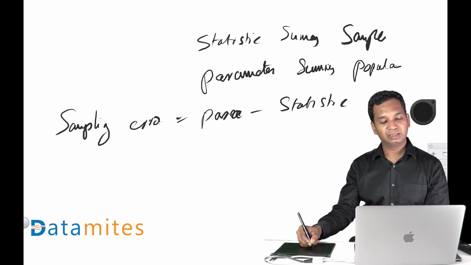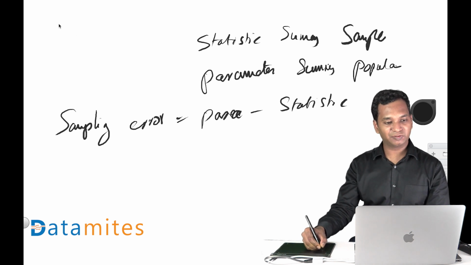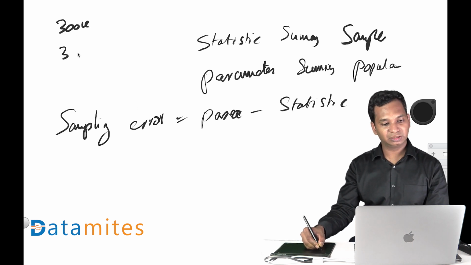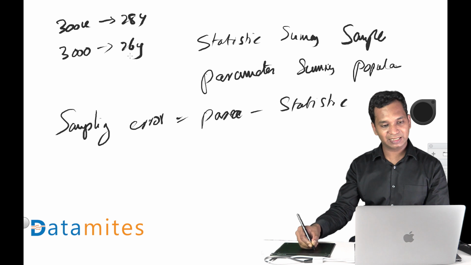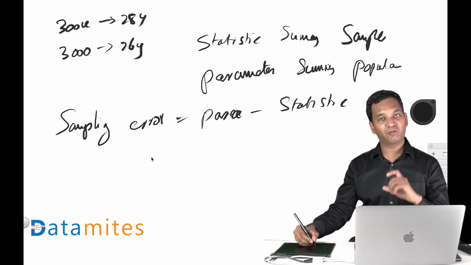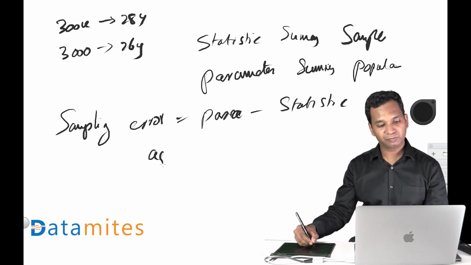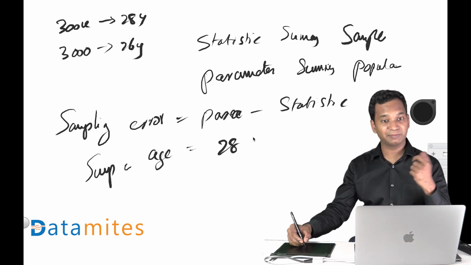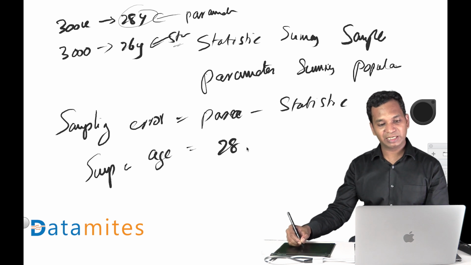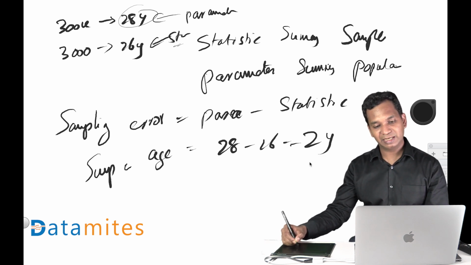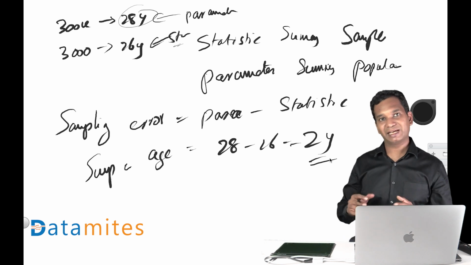In the case of a women's survey, let's say you have a 300,000 population and 3,000 as a sample, and you have an average age of 28 over here, and here you have 26. That's age. So the sampling error for the variable age is 28, which is the parameter. Remember, in the previous module we discussed this. And this is the statistic. So it is 28 minus 26, which is 2 years, your estimated sampling error.